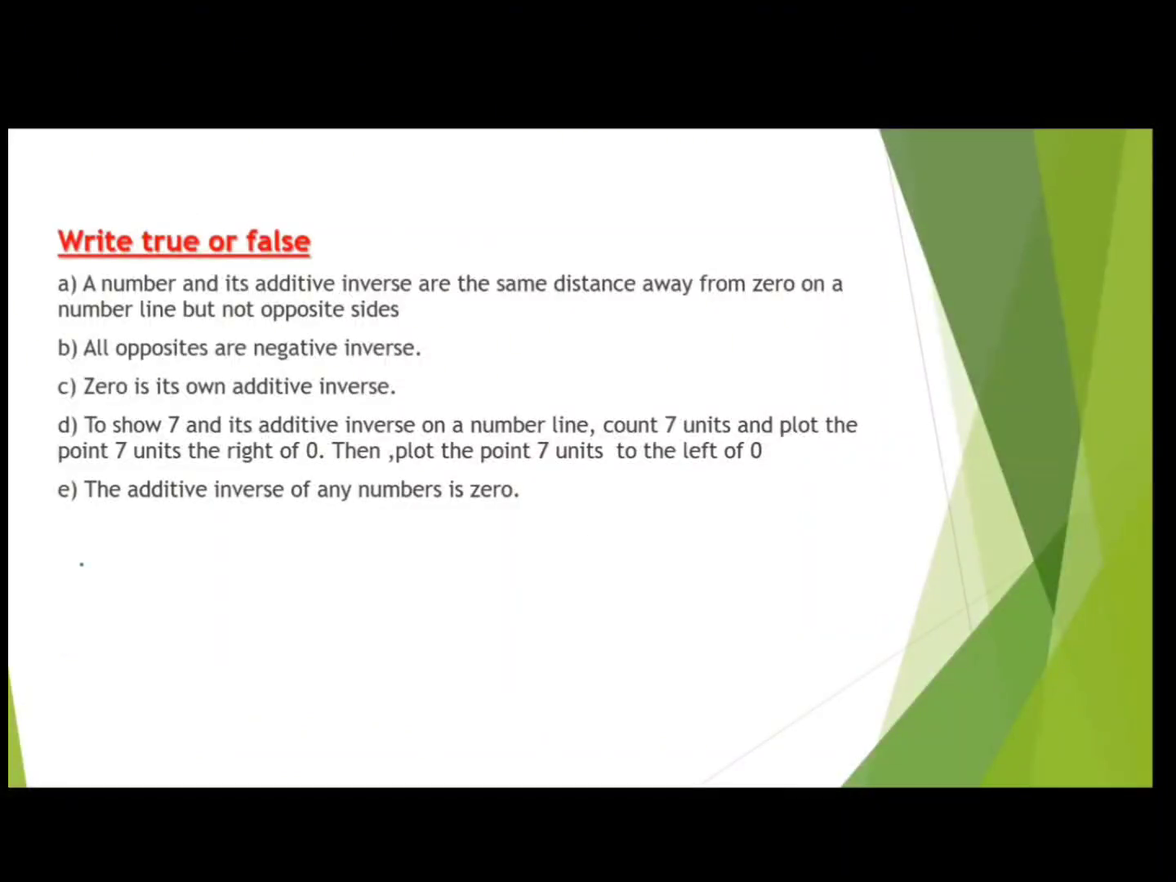Write true or false. A number and its additive inverse are the same distance away from 0 on the number line, but not on opposite sides. That means if I draw a number line, for example, if I'm talking about 1, the additive inverse is the same distance from 0, but not on opposite sides. So if it's not on the opposite side, it will be the same. So this is false. All opposites are negative inverse? Of course, no. If I have -4, what is the opposite of -4? It will be 4. So it's not negative, it's positive. The inverse of -4 is 4.